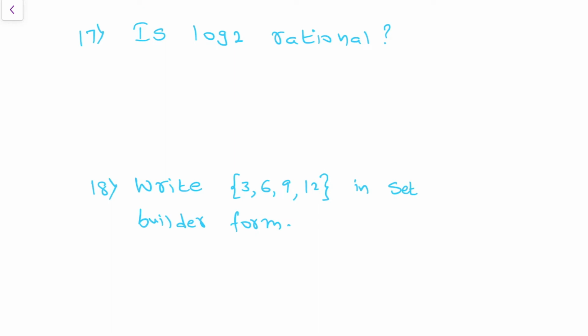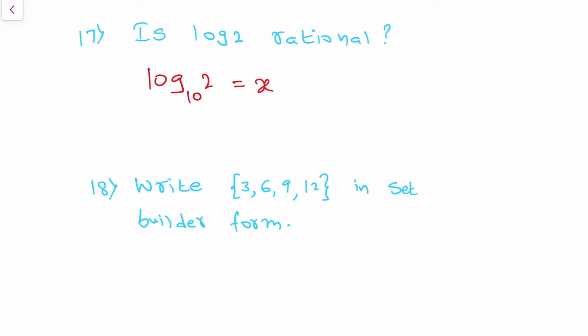Next question. Is log 2 rational or not? So log 2 is given. As I already said in the previous question, for any logarithm, if the base is not written, the base is always 10. Now log 2 base 10 means some answer will compulsorily be there, but we don't know that answer, so I'm taking it as some x.